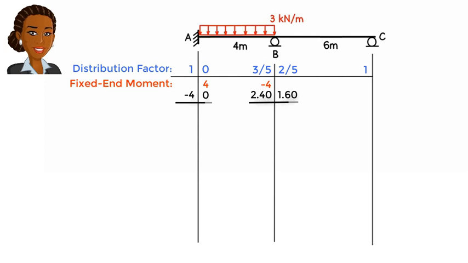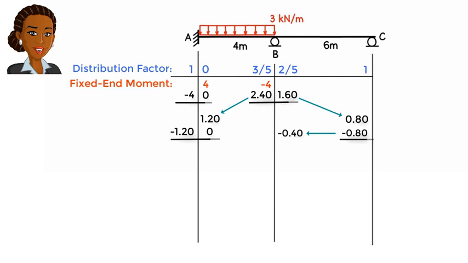Now we carry over half of 2.4 to the other side of member AB and half of 1.6 to the other side of member BC. But there is no need to carry over half of -4 to the other side of our imaginary member, since it is not a part of the real structure. Again, we balance joints A and C. Then we carry over half of the balancing moment at C to the other side of member BC.